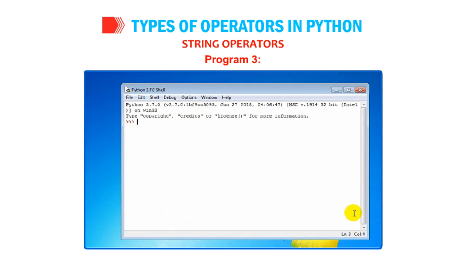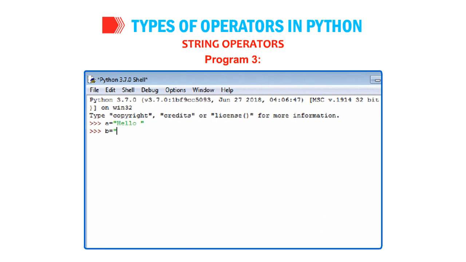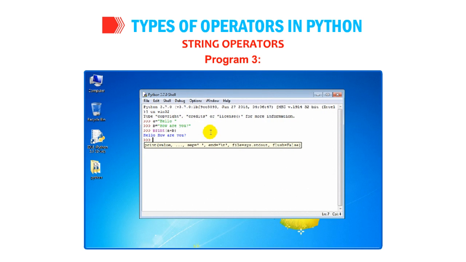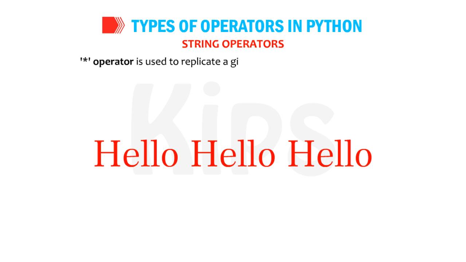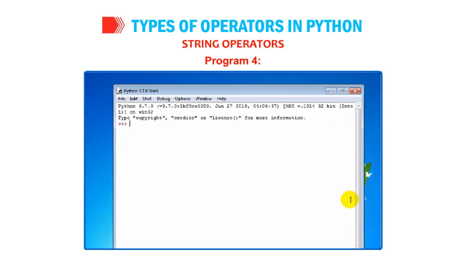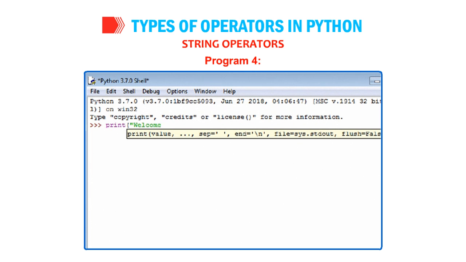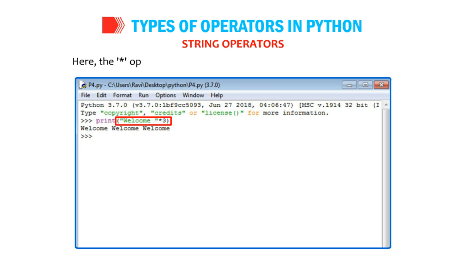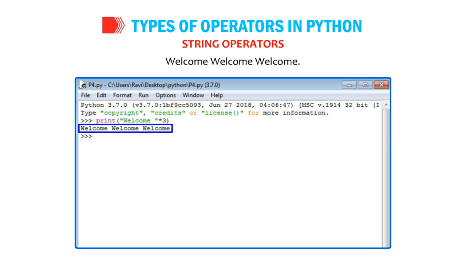Program 3. The asterisk operator is used to replicate a given string for a number of times. It is also known as replication operator. Program 4. Here, the asterisk operator is used to print the string welcome 3 times. The output will be welcome, welcome, welcome.